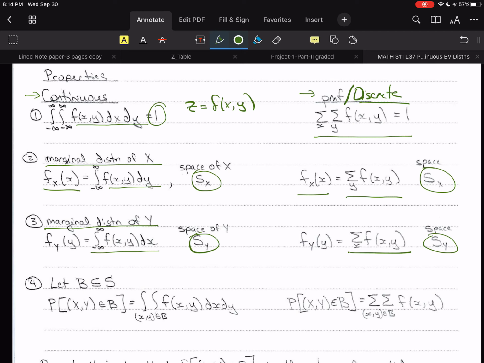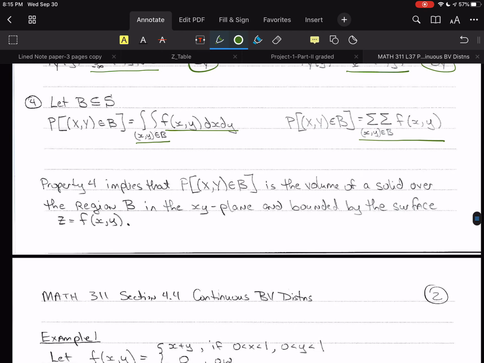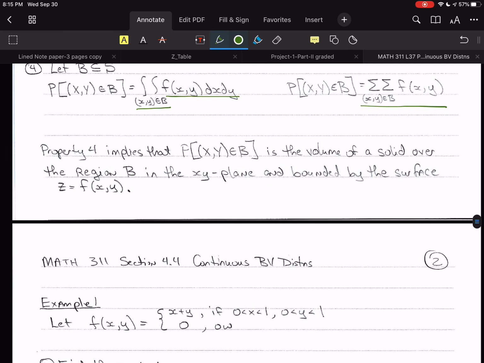Let's say that B is a subset of our sample space S. Then for the continuous case, the probability that (x, y) is in B is we integrate across all of those x and y that are in B of f of x, y dx dy. And for the discrete case, we sum across the values of x and y in B. And so these are parallel concepts. I wanted you to see the relationship and the symmetry, if you will, between the two.